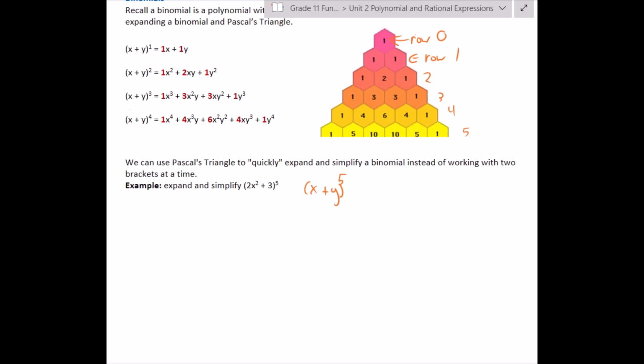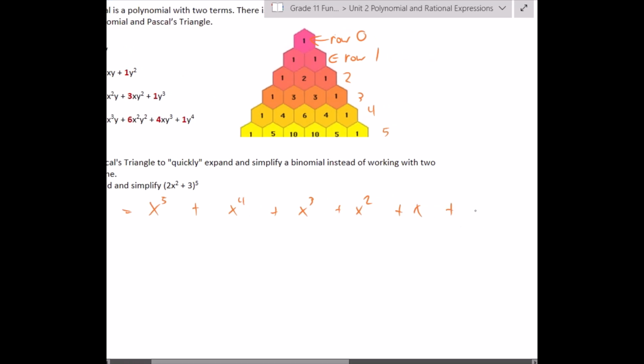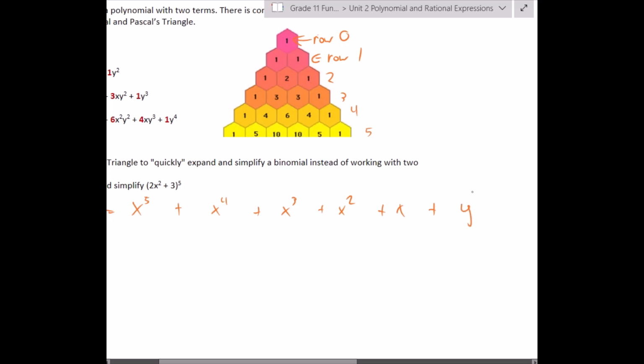I will start with the x's, so I go x to the power of 5 plus x to the power of 4 plus x to the power of 3 plus x to the power of 2 plus x to the power of 1, which is just x, and then plus x to the power of 0, which is not there, but we do have the plus sign there. Which means at the very end we'd have y to the power of 5. And then we want to decrease towards the left. So y to the power of 4, y to the power of 3, y to the power of 2, y to the power of 1, which we don't see the 1, and then y to the power of 0, which is non-existent, so we don't even write it.